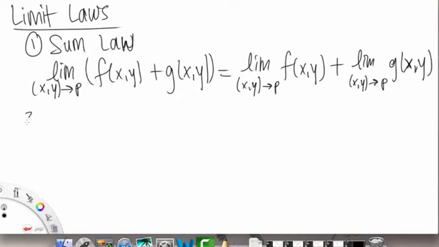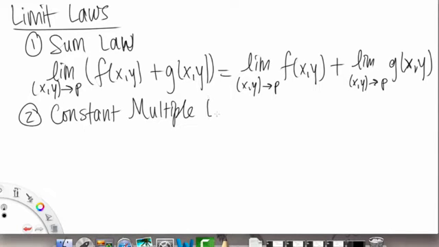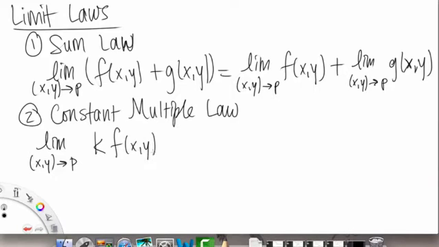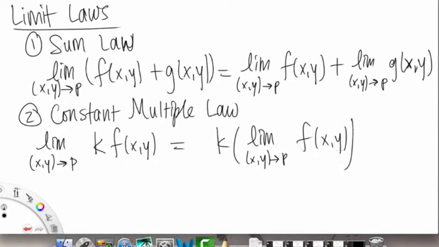The next law I want to go over is the constant multiple law. We've seen all of these, hopefully, before in single variable calculus. If we have the limit as xy approaches P of some k, this is a constant, times our function, we can basically just take that k out entirely and evaluate the limit of just f of xy, and then afterward multiply it times that k on the outside.